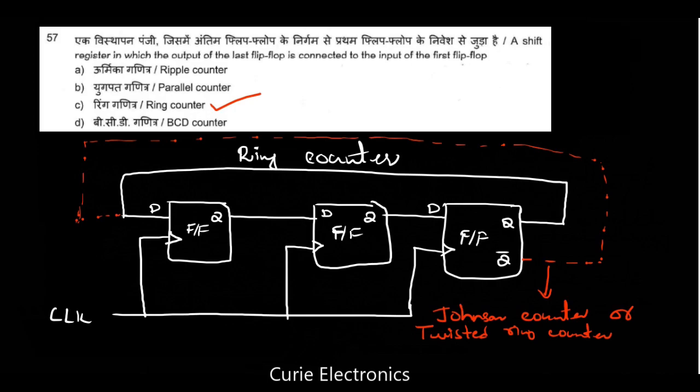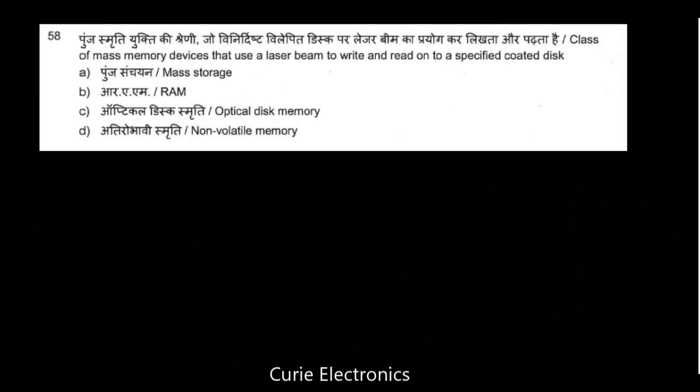One more thing we can relate. For the ring counter, the number of states is n, where n equals the number of flip-flops. So here the number of states is 3. For a Johnson counter or twisted ring counter, the number of states is 2n. So here it is going to be 6. So let's move to the next question.